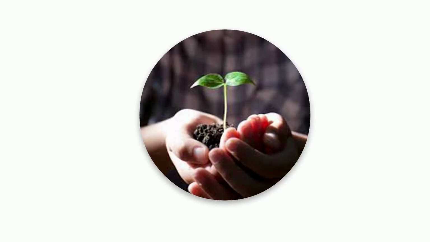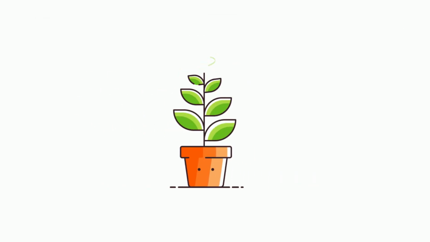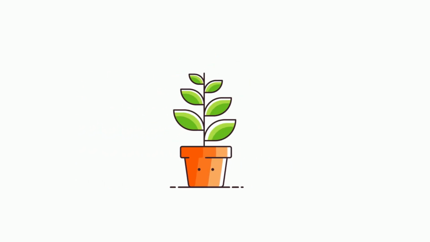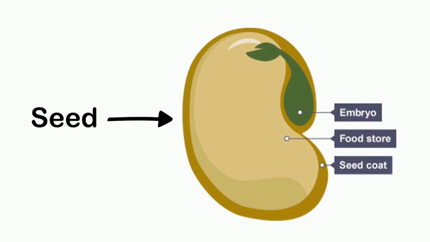Seeds contain the beginning of new life for a plant. They come in many different shapes and sizes, and they all grow into the parent plant that they came from. Many seeds begin in the flowers of plants. Seeds are covered by an outer layer called a seed coat, which protects the delicate seed from harm.